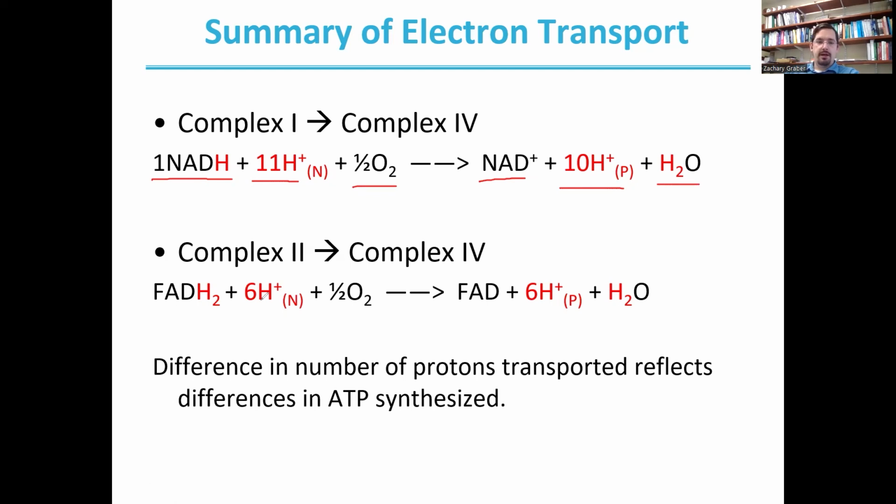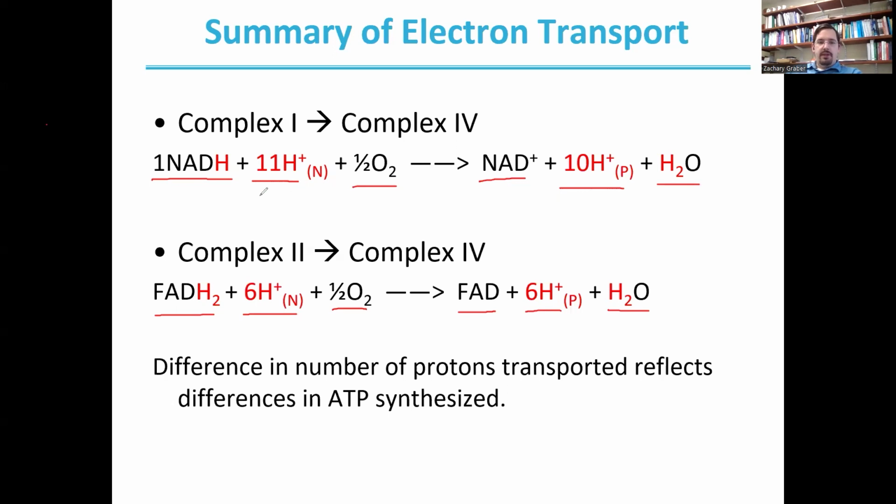From complex 2 to complex 4, we had our FADH2 reacting with 6 protons from the matrix side and one half of an oxygen molecule, that is, one oxygen atom, to produce our oxidized FAD, 6 protons on the intermembrane space side, and 1 water molecule.